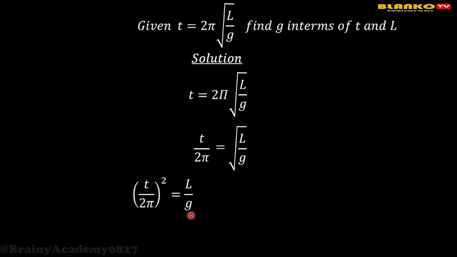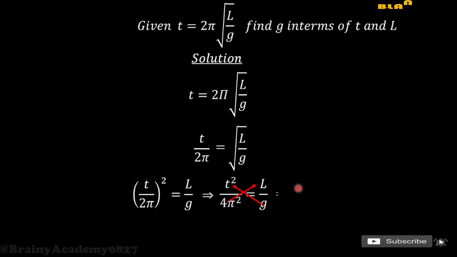I hope you are following the steps. And this is equal to what? T squared over 4 pi squared equals L over g. So (T over 2 pi) squared is equal to T squared over 4 pi squared, equals L over g. Here let's do what we call cross multiplication. So g multiplies T squared, and then 4 pi squared multiplies L.